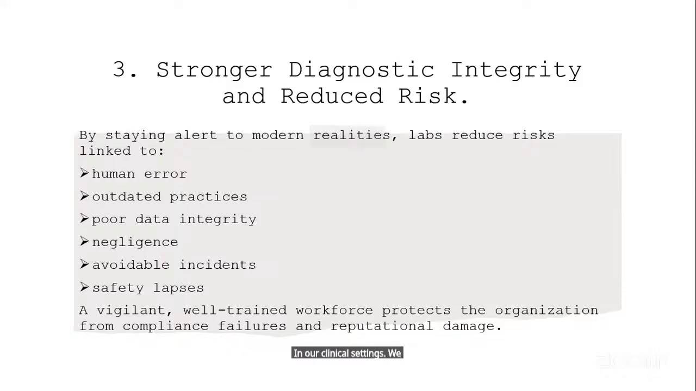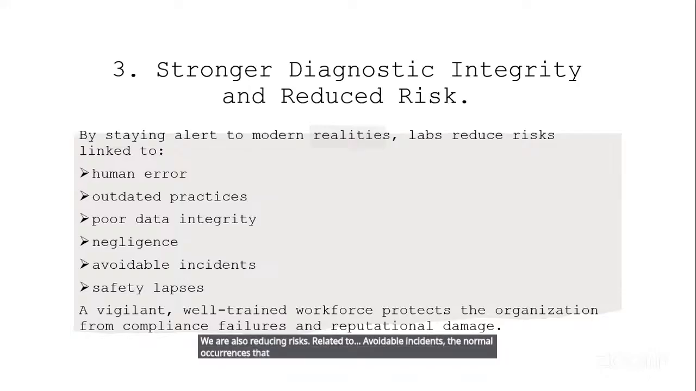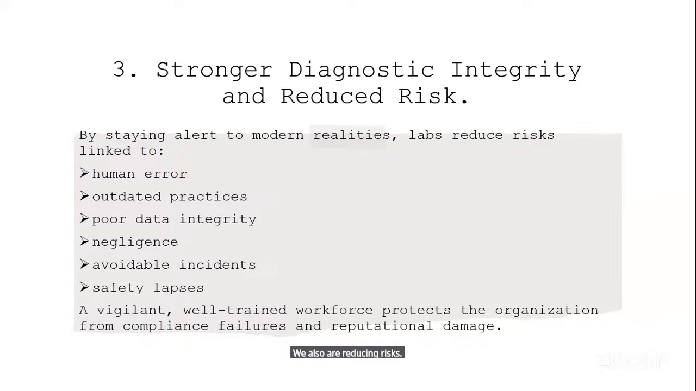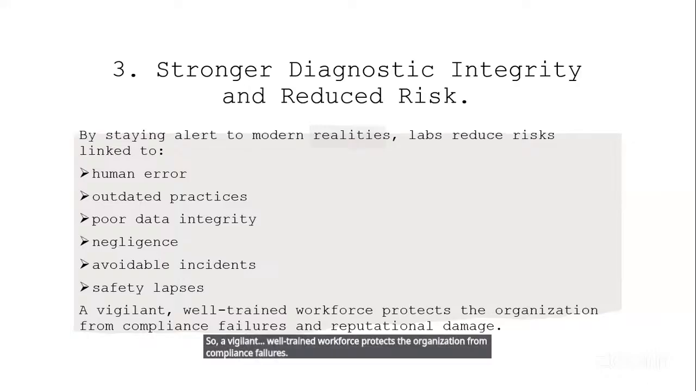We're also reducing risks related to poor data integrity, negligence, and avoidable incidents, the normal occurrences that can actually be avoided. We're also reducing risks linked to safety lapses in our diagnostic areas. So a vigilant, well-trained workforce protects the organization from compliance failures and reputational damage.